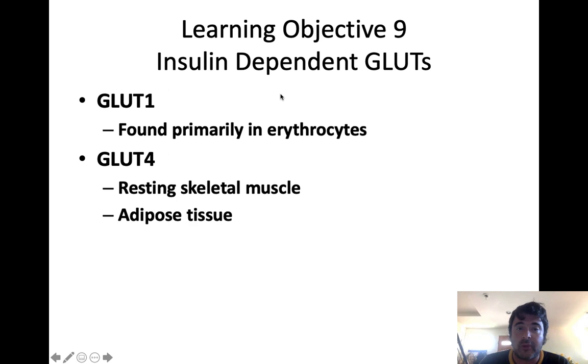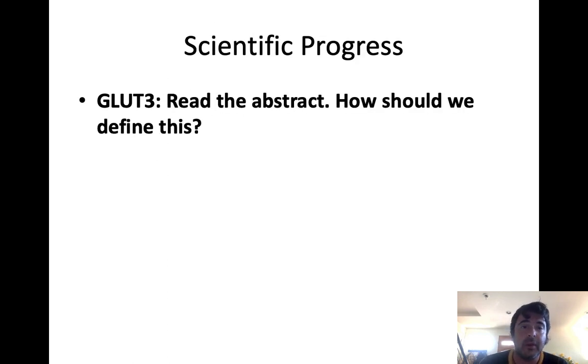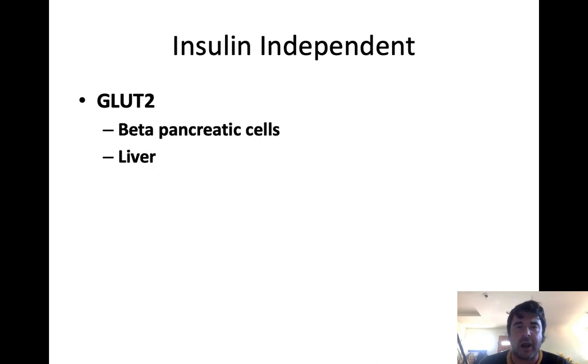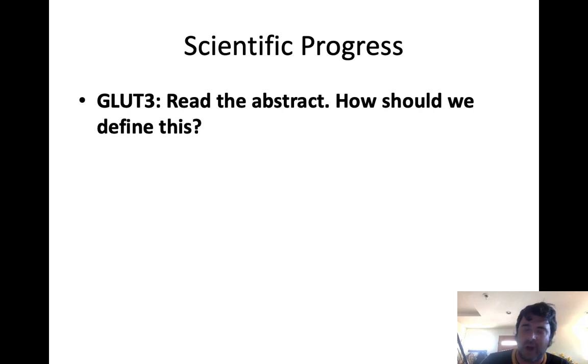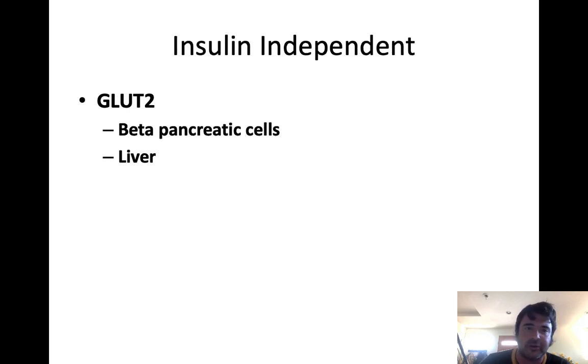So GLUT1 transporters are insulin dependent, meaning they're not in the surface of a red blood cell unless insulin has bound to its receptor and triggered that pathway. GLUT4 transporters, which are found in resting skeletal muscle tissue and adipose tissue, are also insulin dependent. GLUT3 you find in neurons, and there's been a lot of controversy over that one. GLUT2 transporters, on the other hand, are what we refer to as insulin independent.